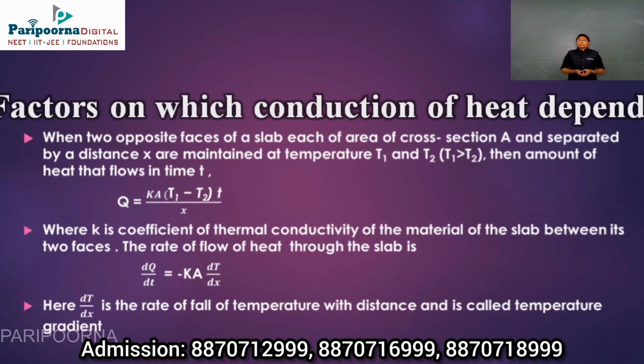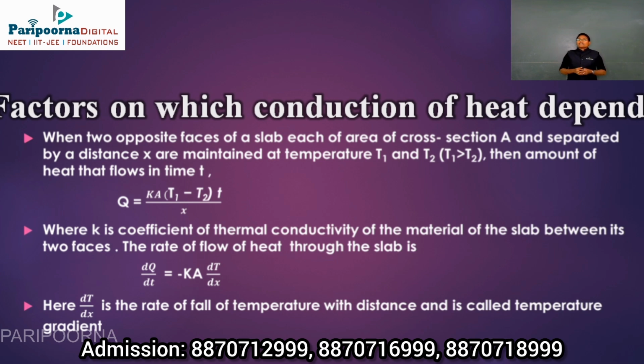Now here comes the factors on which the conduction of heat depends. So when two opposite faces of a slab, each of area of cross section A and separated by a distance x, are maintained at the temperatures T1 and T2, so here we can say that T1 is greater than T2, then the amount of heat that flows in a particular time t is Q equal to K into A into (T1 minus T2) into t divided by x, the distance.